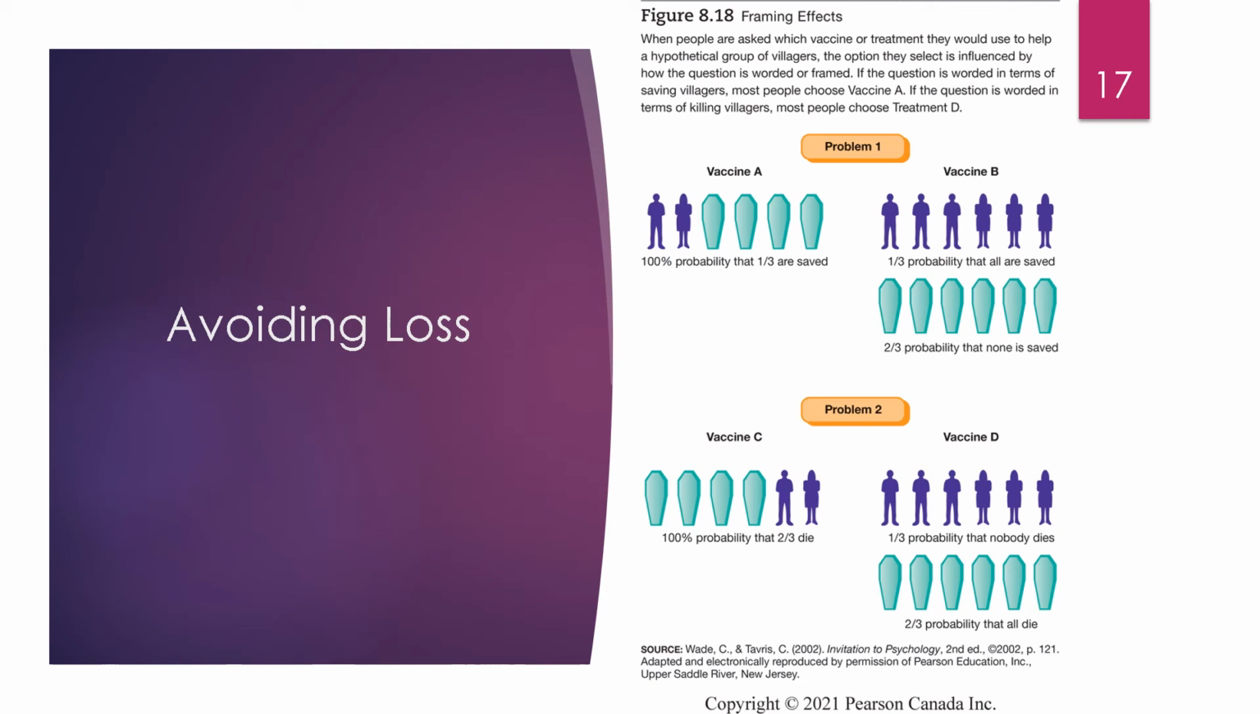So obviously, if you are definitely saving 200 of the 600, you are definitely allowing 400 of the 600 to die. But again, people don't tend to see it like that. Based on how it's framed, based on how it's worded, people tend to make different choices. So that is an example of the framing effect.